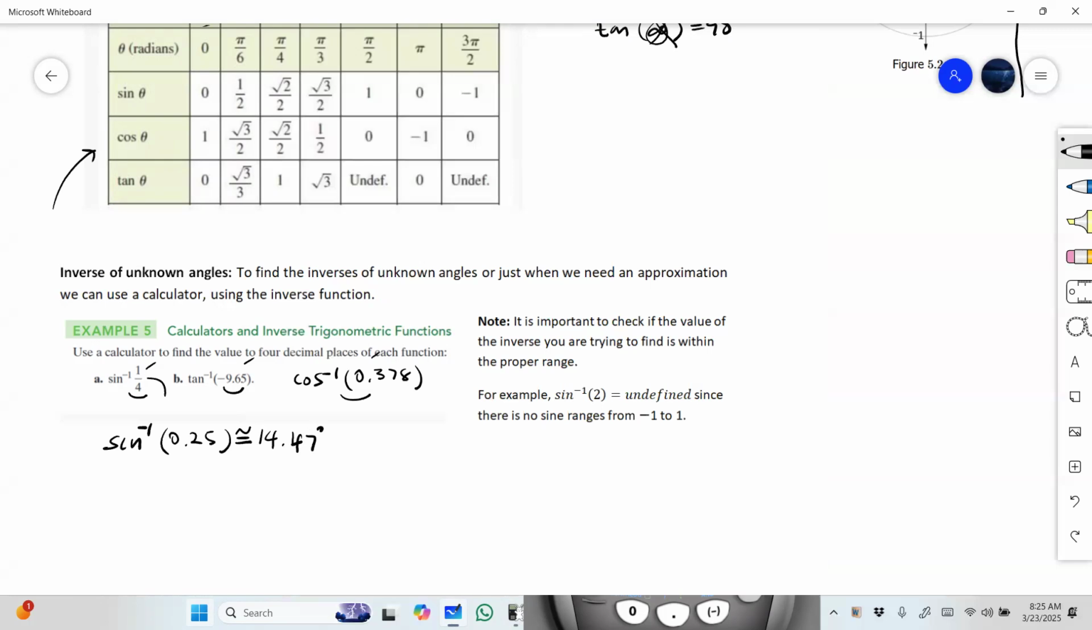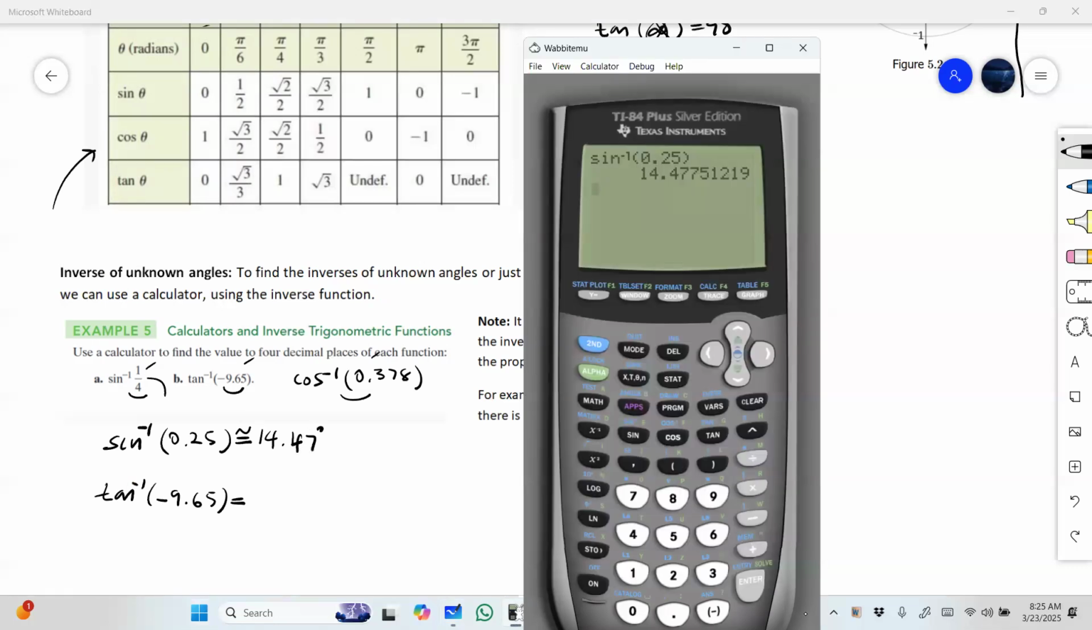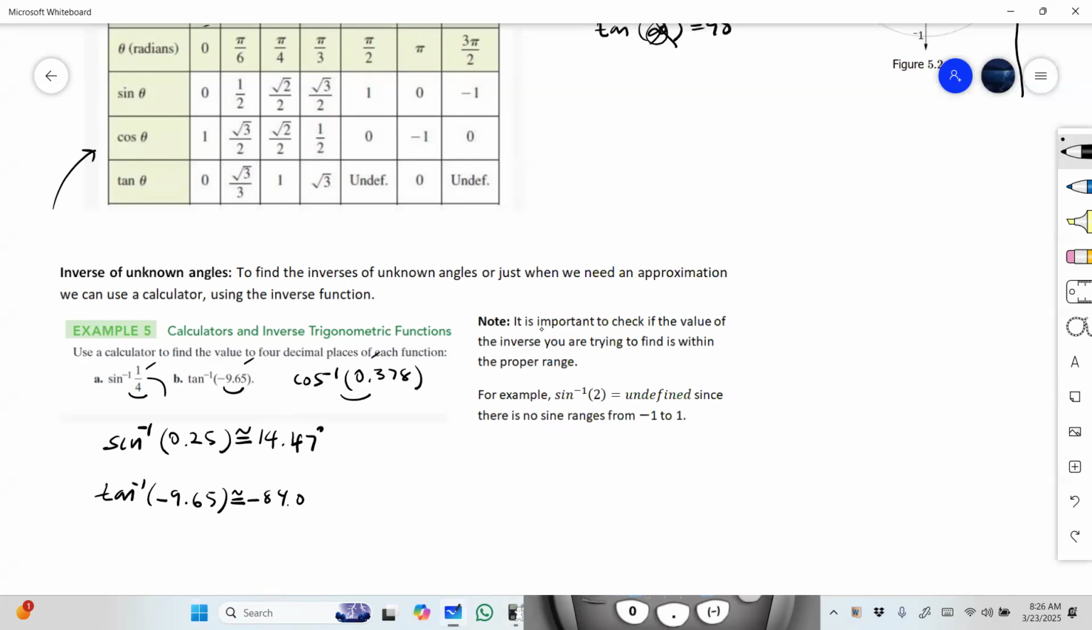So very easy. The calculator already takes care of the domain. How about tangent inverse minus 9.65? Same thing. You go to the calculator, pick the tangent inverse. So second tangent. Now for the minus in here, be careful not to use the operation minus. It's the one below the number 3. 9.65. And then we should see a negative angle. So the calculator already handles the negative domain. So minus 84.08, approximately minus 84.08 degrees.